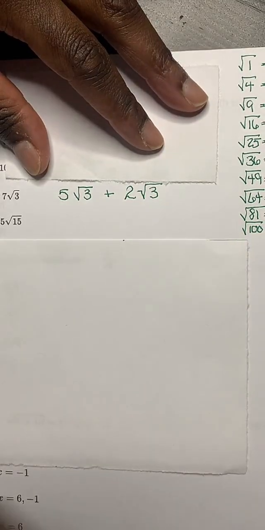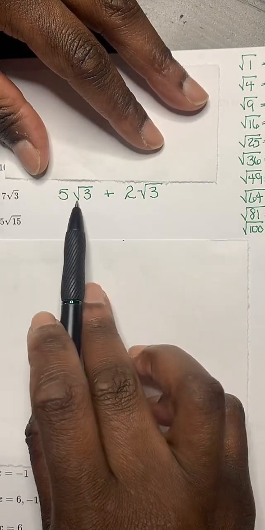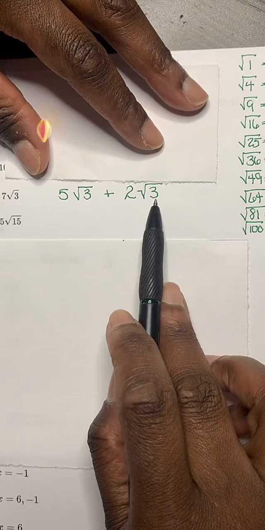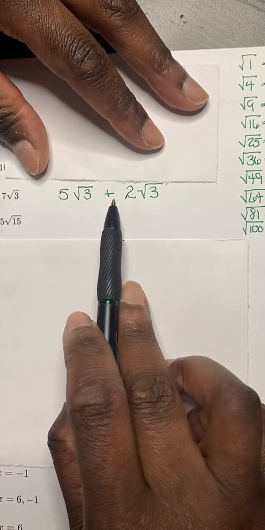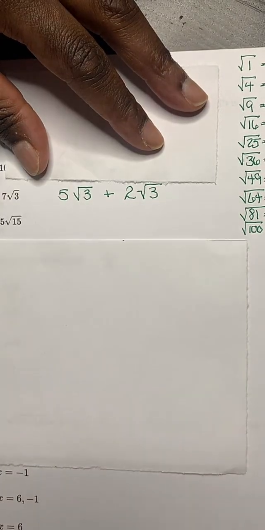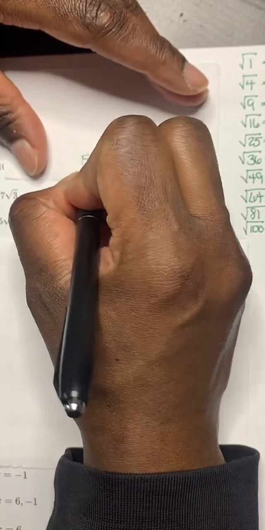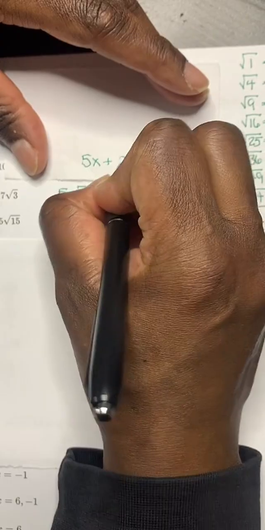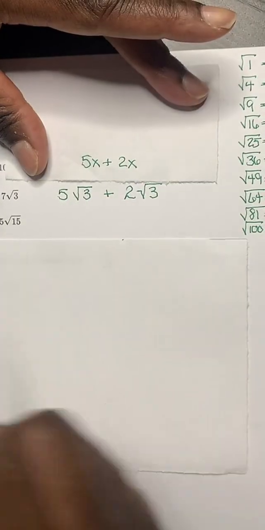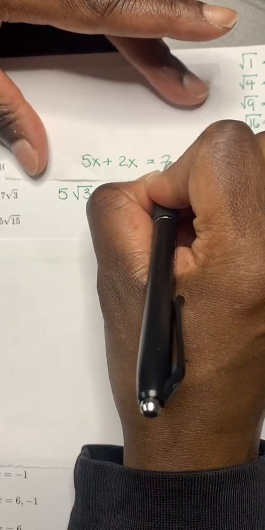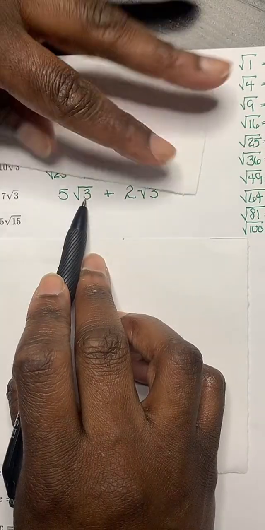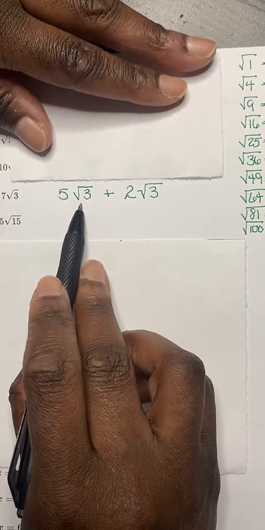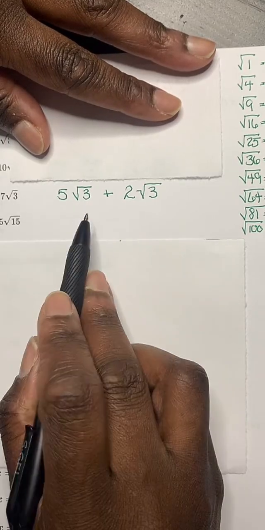So like I said, in order for you to add with radicals, you have to have the same radical. Now right here, we got 5 square root of 3 plus 2 square root of 3. Awesome, because if I said it was like 5x plus 2x, you would tell me that the answer is going to be 7x, right? Same thing is happening right here. But instead of a variable, you're using a radical.